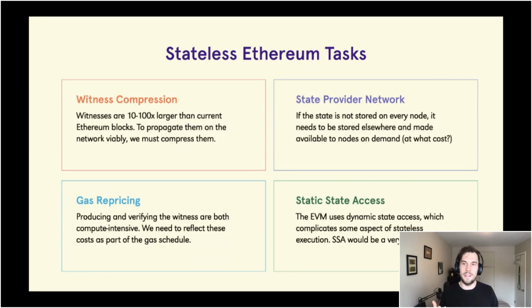So right now, the way the EVM works is it can dynamically decide which part of the state it'll access as it's executing a transaction. This makes it really hard for witnesses to be generated because you don't know in advance all of the pieces of the state that you'll touch. So if we had static state access, it would make this much easier because we know when we're starting to execute a transaction which are the bits of the state that we'll be touching. But this is not a must-have. You could call it a very nice to have for stateless Ethereum.